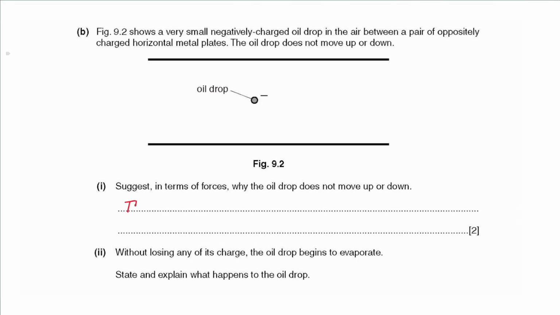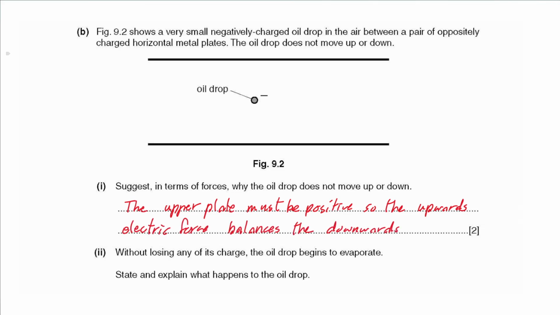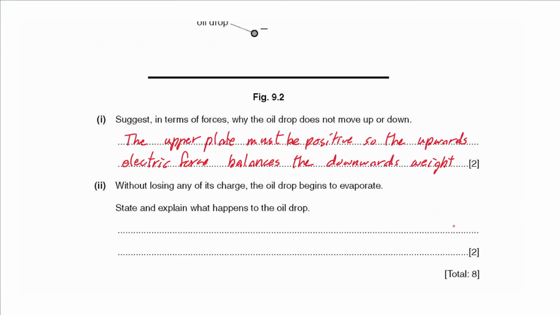So we say that the upper plate must be positive, so the upwards electric force balances the downwards gravitational force, or the weight of the oil droplet. Part two says, without losing any of its charge, that means that the electric force is the same. The oil drop begins to evaporate. That means that the mass decreases part by part. State and explain what happens to the oil droplet.